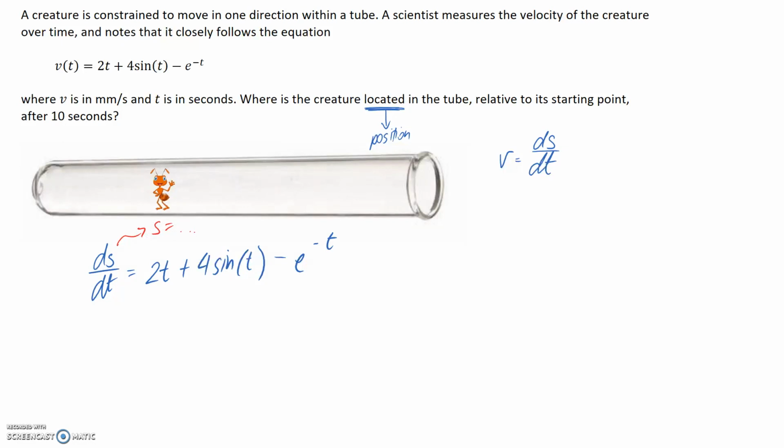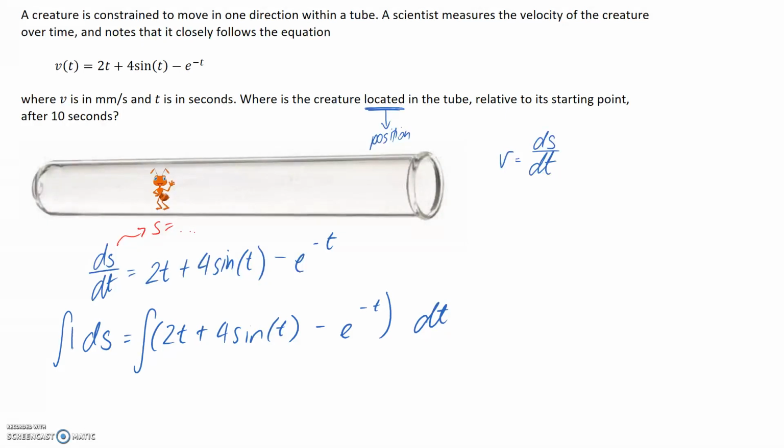I'm going to use the separation technique, which means that we want all the s's on one side and all the t's on the other side. I can do that by multiplying the dt to the right hand side of the equation. So I'm going to get all of this stuff multiplied by dt. At this point, I've achieved separation because all the t's are concentrated here, and the only s is on the other side. So at this point, we're able to integrate both sides of the equation.